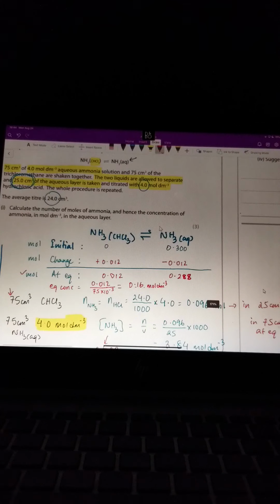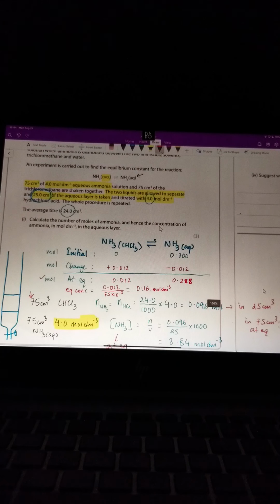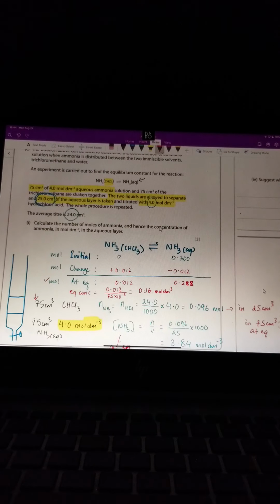Because the two volumes are the same, I can literally just subtract the concentration. 4 minus 3.84. Because if the volume is the same, the moles are proportional to the concentration.